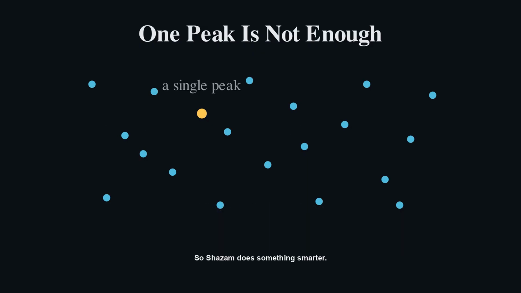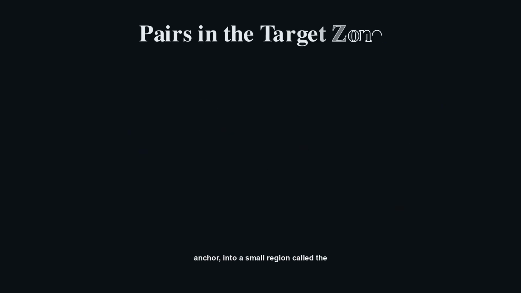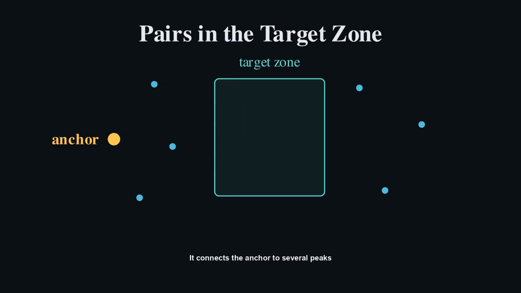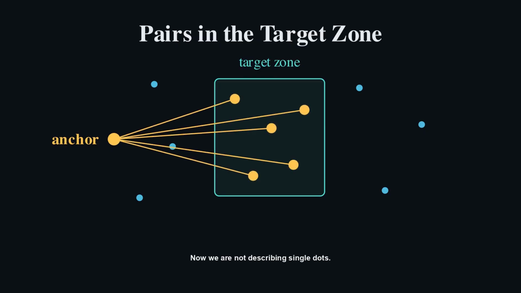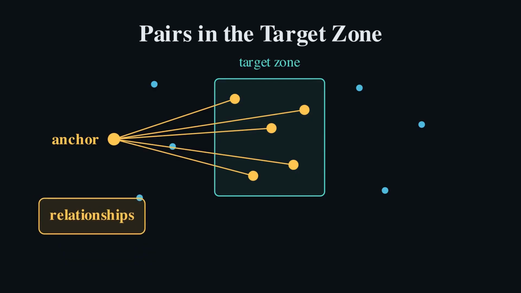So Shazam does something smarter. It pairs peaks together. It picks one peak as an anchor. Then it looks just ahead of that anchor into a small region called the target zone. It connects the anchor to several peaks inside that zone. Now we are not describing single dots. We are describing the relationships between dots. And relationships are far more distinctive.